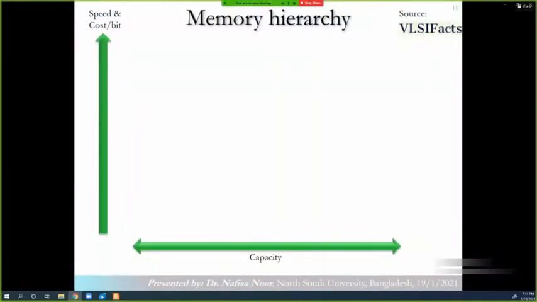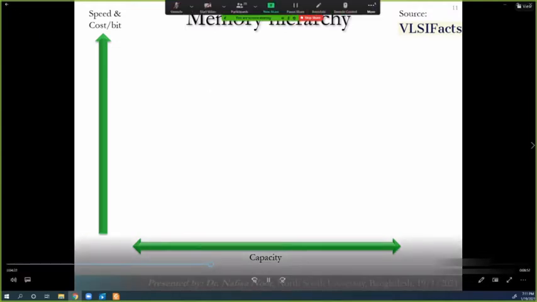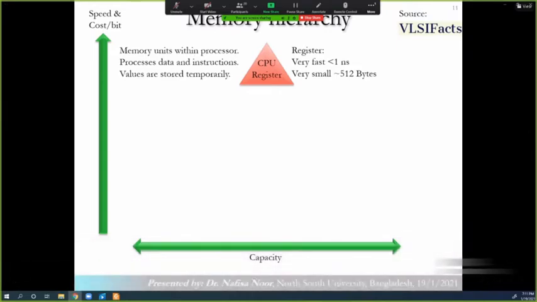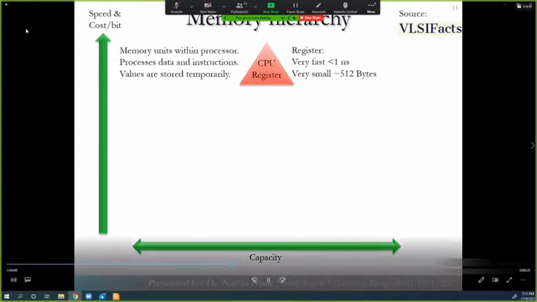We can organize the memories used in a computer in a few different levels based on the speed of the memories, their cost, and the capacity that we can use. So on the first level of this memory hierarchy, we have the CPU registers. These registers are extremely fast and they are used only in small quantity because of the extremely high cost. These memory units are within the processor. They process the data and the instructions. The values are stored temporarily here.